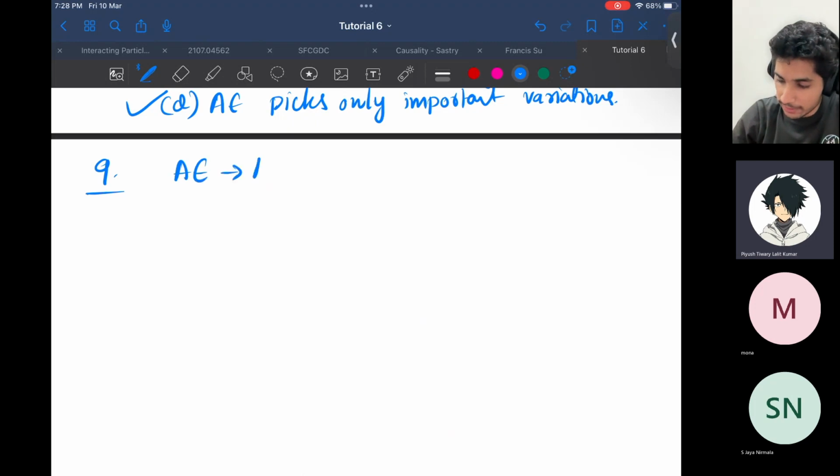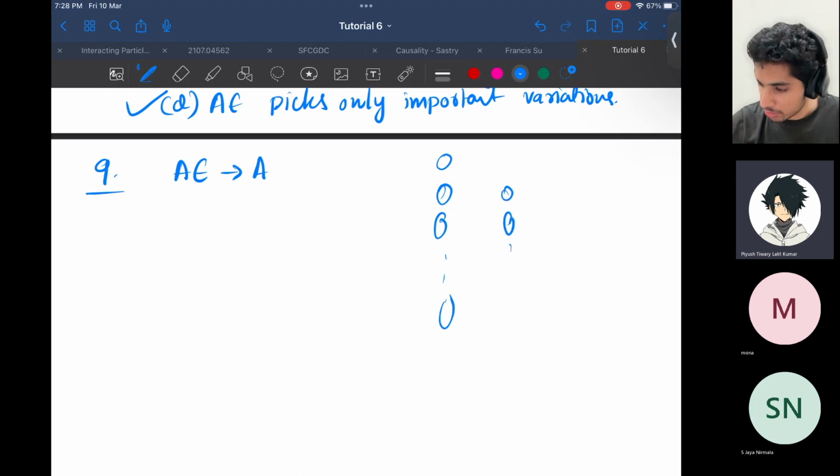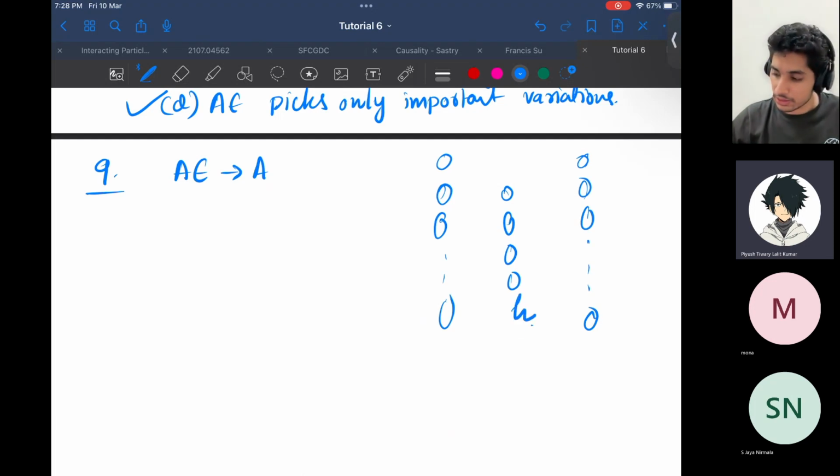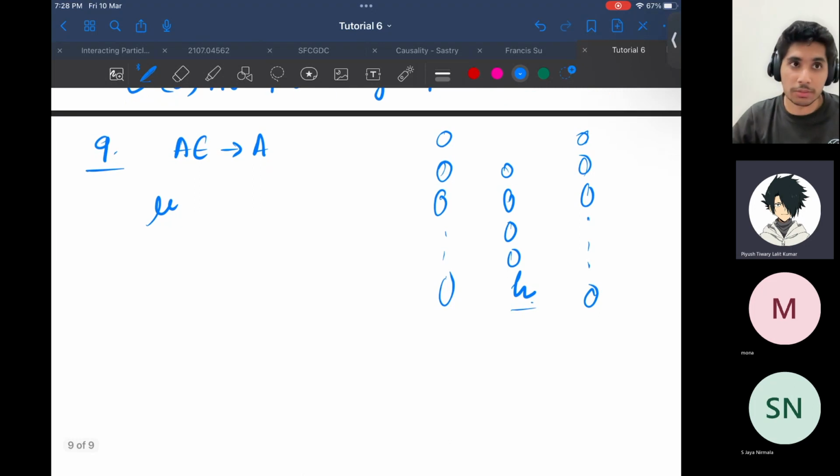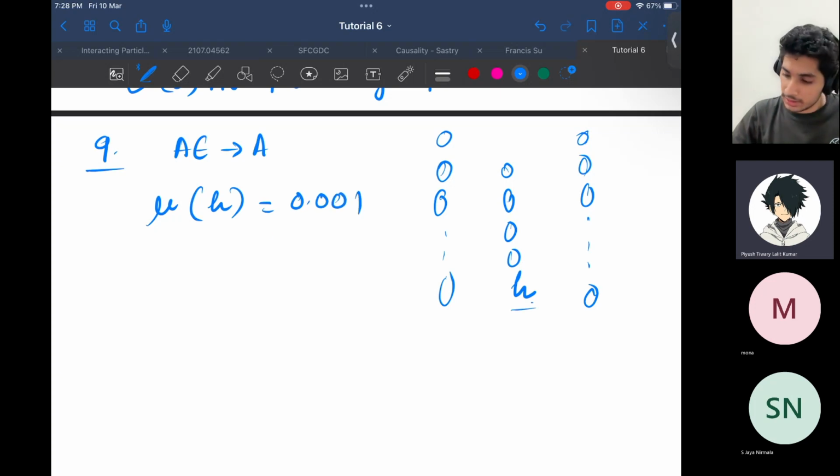The average activation of the neuron in this network is 0.001. So what it is saying is that there is some autoencoder. Let us assume it is an undercomplete autoencoder, something like this, and this is the H. Let mu denote the average activation. Mu of H is 0.001. This is actually 10 raised to minus 3, right? 1 by 1000. So it is very small.